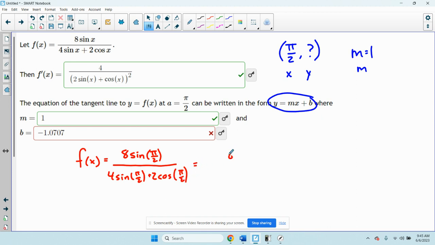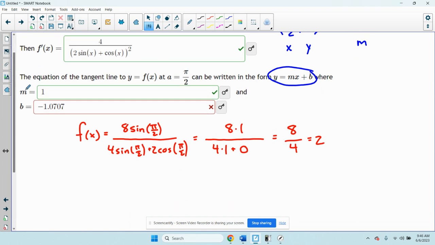Okay. 8 times sine of pi over 2. Pi over 2 is 90. Sine of 90 is 1. Ooh, ugly line. 4 times sine of pi over 2, that's 4 times 1, plus 2 times cosine of pi over 2. Cosine of pi over 2 is 0. Oh, so this is nice. We end up getting 8 over 4, which gives me 2. So the y value at that point is 2.